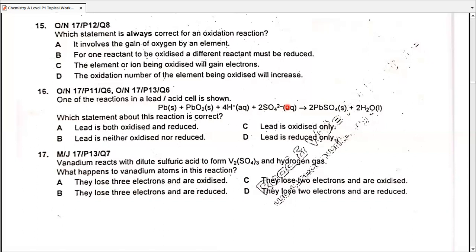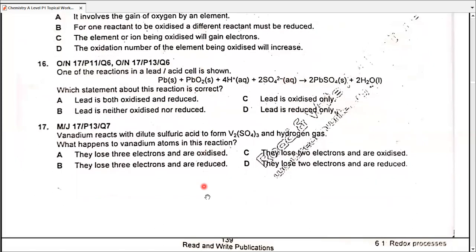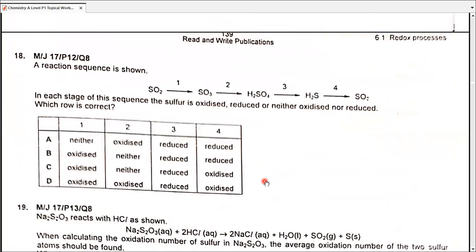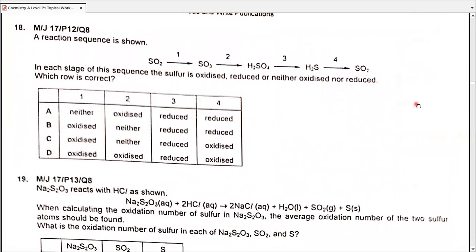Alpha. Alpha, perfect. It is both oxidized and reduced because this is a disproportionation reaction. Moving on with, nah, too easy. This one's good, 18. It could definitely require some working. It's not that it's too difficult, but since you are going with a series-wise reaction, sometimes students make mistakes.